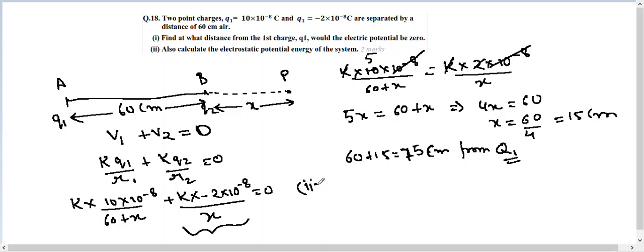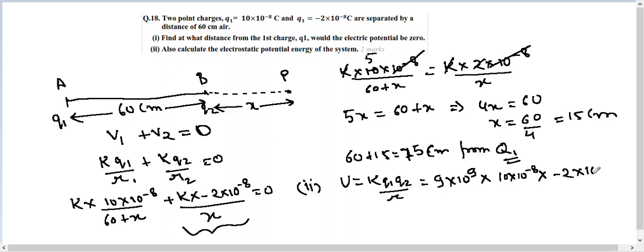Now the second part, we just have to find out the electrostatic potential energy of the system. And what's the formula for that? We know that U is equal to KQ1Q2 upon R. So putting in the values, the value of K, that is 9 into 10 to the power 9. Q1 is 10 into 10 to the power of minus 8. Q2 is minus 2 into 10 to the power of minus 8 again. And R is given to us as 60 centimeter. In the SI form, we need it as 0.6. So we are going to calculate it further and we are going to get our answer as minus 300 into 10 to the power of minus 7 joules.